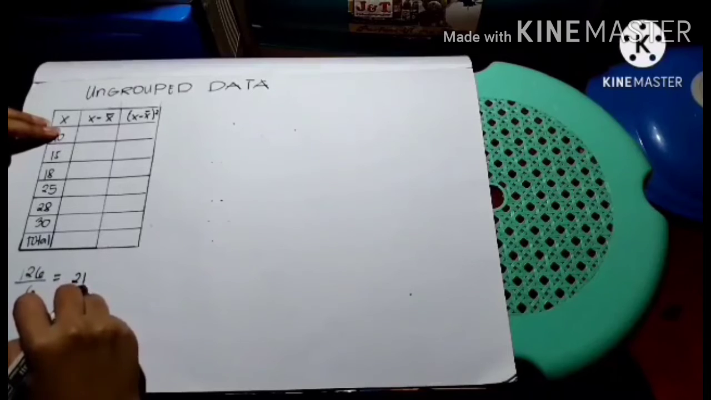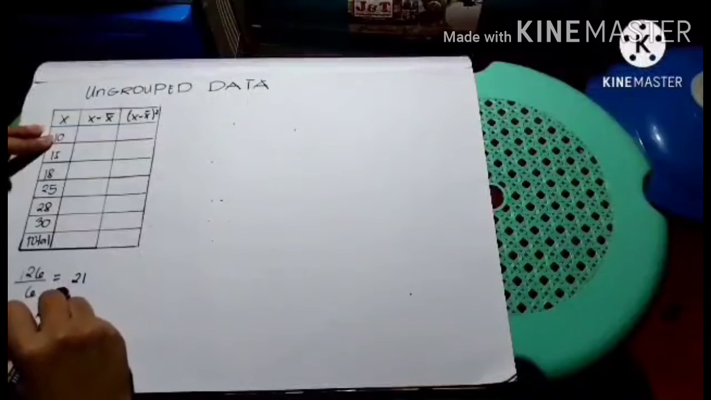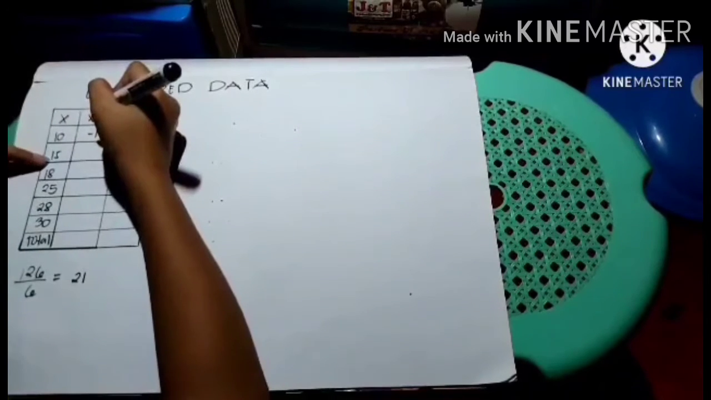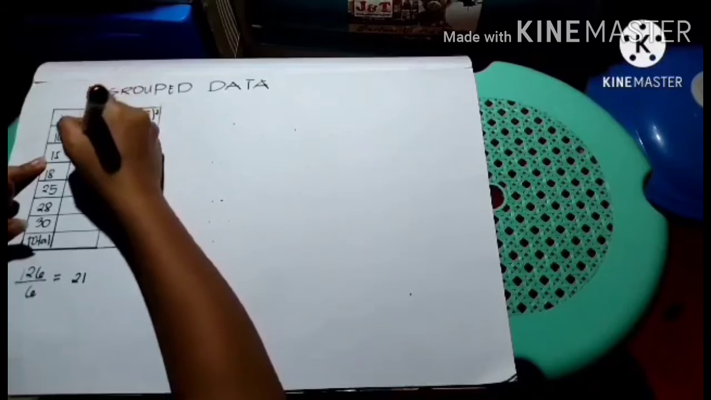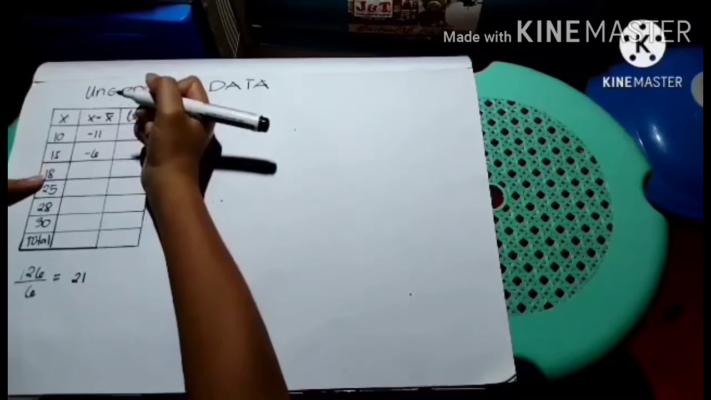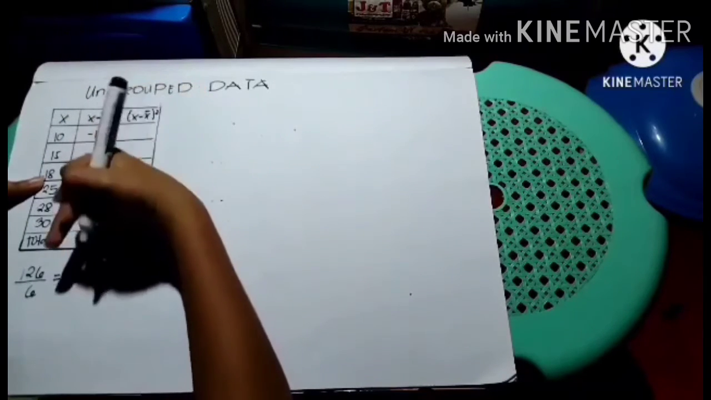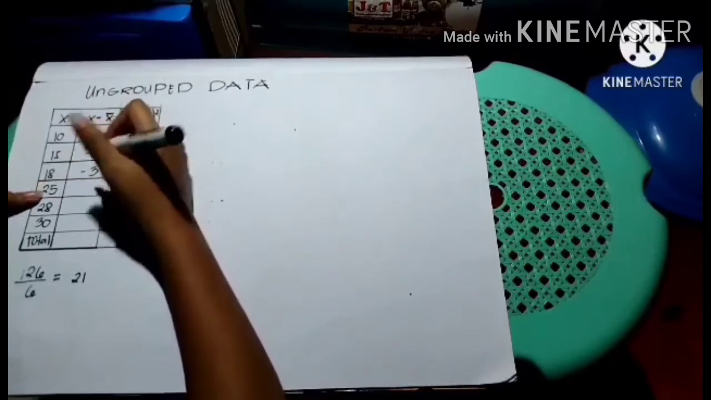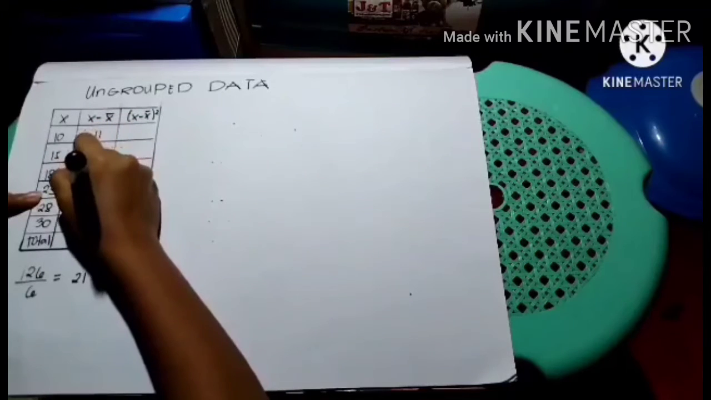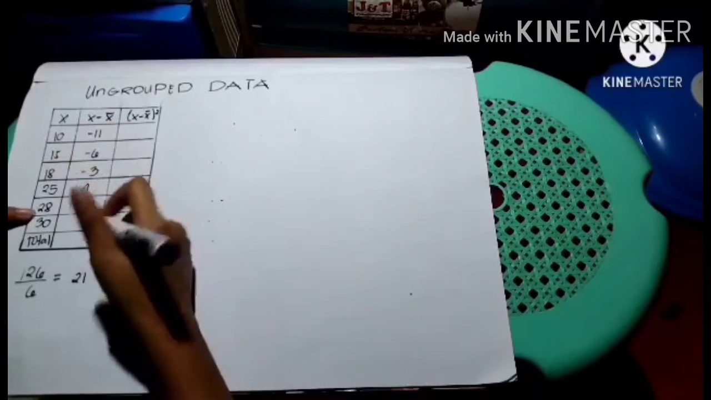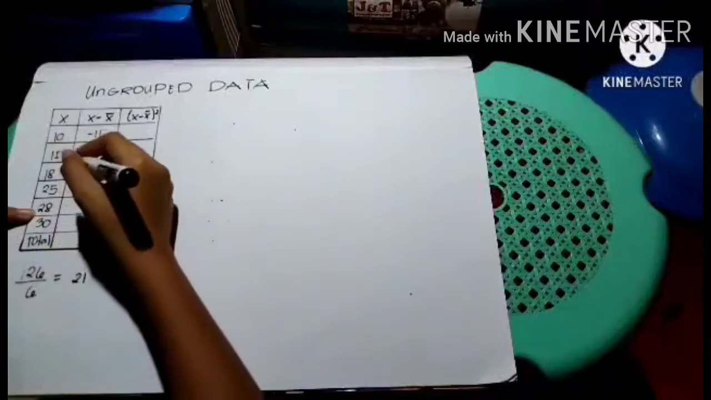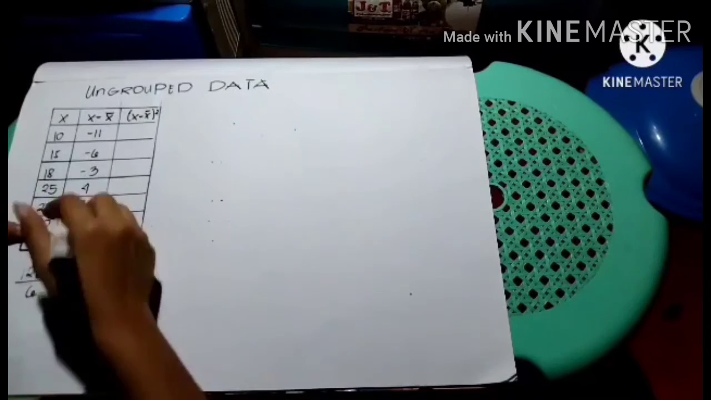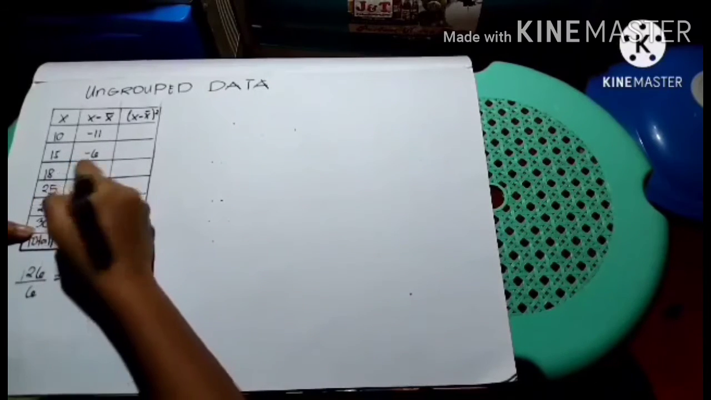To get the X minus X bar, we need to subtract the X and the X bar. So 10 minus 21 is equal to negative 11, and 15 minus 21 is negative 6, and 18 minus 21 is negative 3, and 25 minus 21 is 4, and 28 minus 21 is 7, and 30 minus 21 is 9.